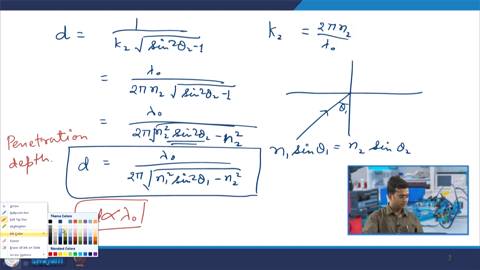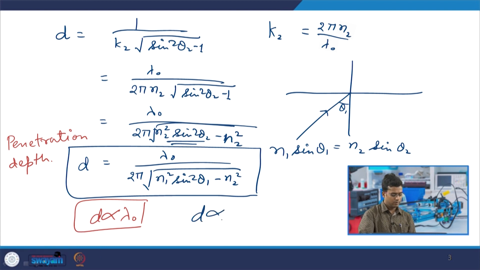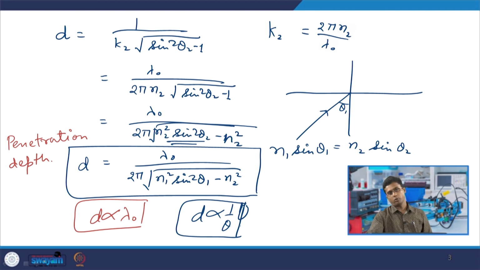You see here that d is proportional to lambda0, that is the first thing. Second thing is d is inversely proportional to theta. So, there are two important implications of this relation. One is that d is proportional to lambda0. What it means? It means that the penetration depth will increase for light of larger wavelengths. So, if you take a red one which has larger wavelength, the penetration depth will be larger for the same angle of incidence.